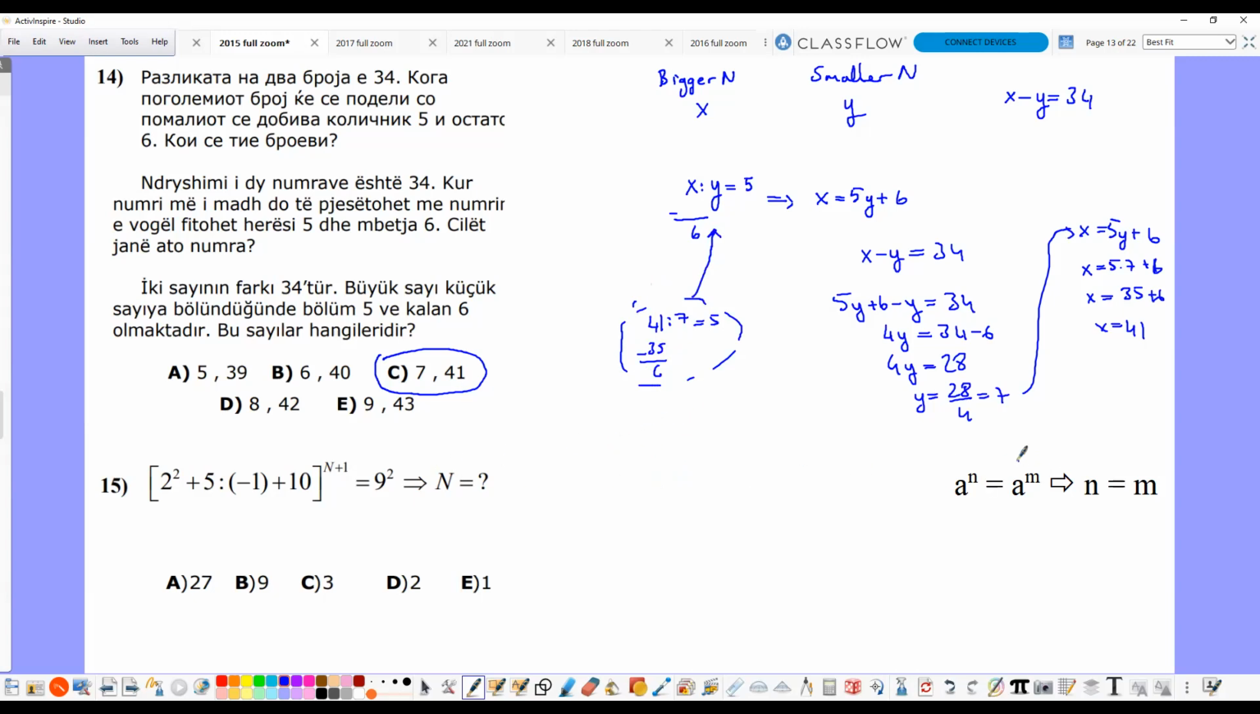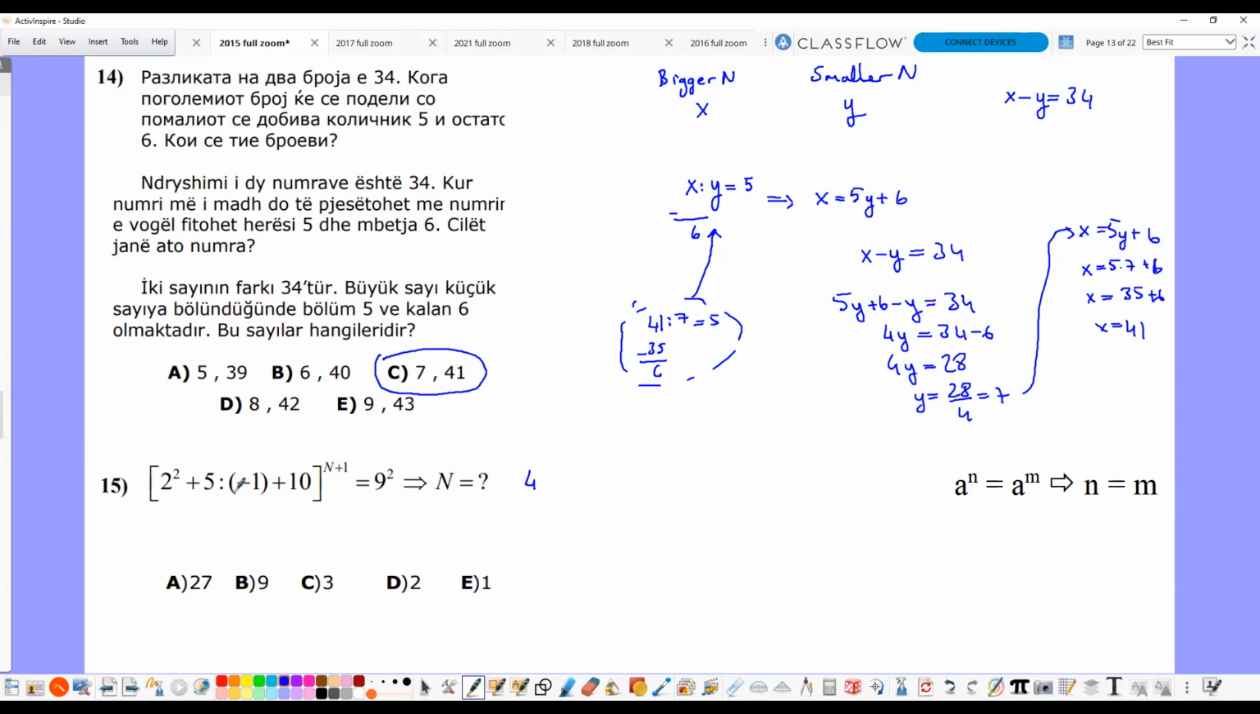Okay, let's continue with this question. Here in this question, there's a big parenthesis. Inside the parenthesis, we are going to solve, then we are going to make the powers equal. With respect to that, we are going to find the answer of the question. And here, we need to know this one: if a to the power of n is equal to a to the power of m, then n is equal to m, which means 2 squared is equal to 4.